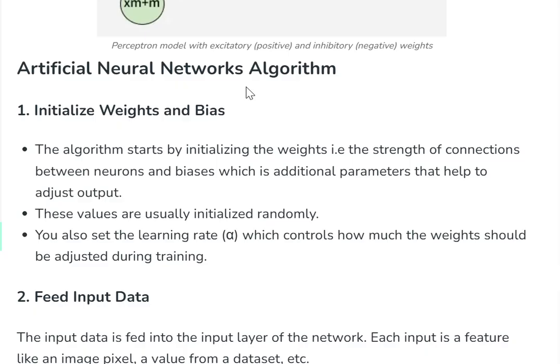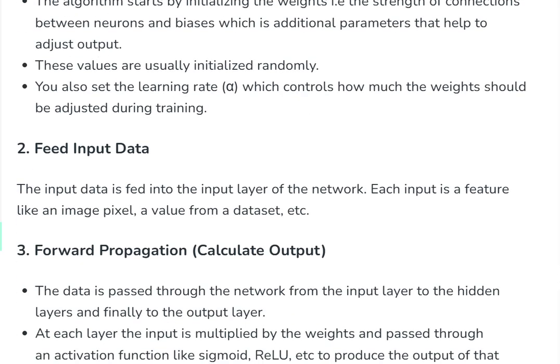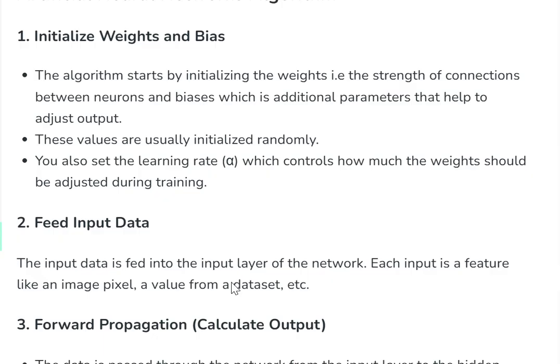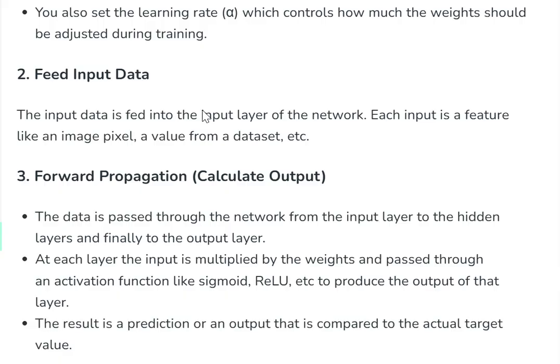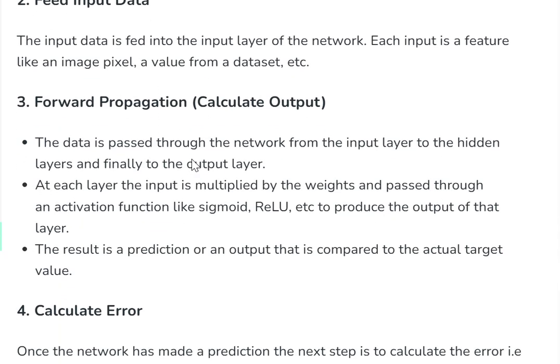You also set the learning rate, alpha, which controls how much the weights should be adjusted during training. Next, feed in input data. The input data is fed into the input layer of the network. Each input is a feature, like an image pixel value from a dataset.